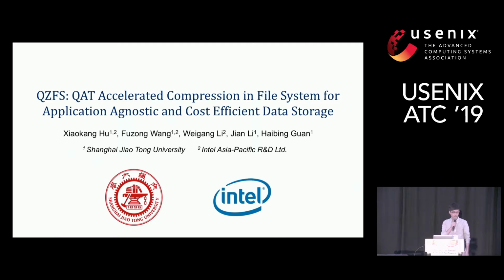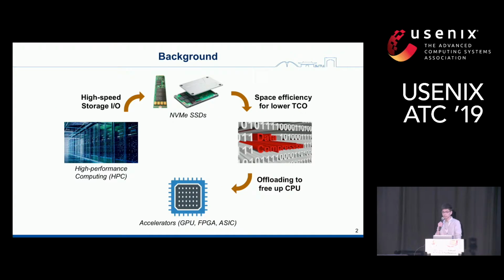Hello, everyone. My name is Xiaokang Hu. I'm going to talk about our work QZFS, a QAT-accelerated compression file system for application-agnostic and cost-efficient data storage. High-performance computing requires high-speed storage I/O, which can be provided by NVMe SSDs. But the high price greatly increases the total cost of ownership. Data compression is an effective solution to achieve space efficiency and reduce cost, but the benefit comes at the expense of CPU resources, leading to the advent of all kinds of compression accelerators for offloading.